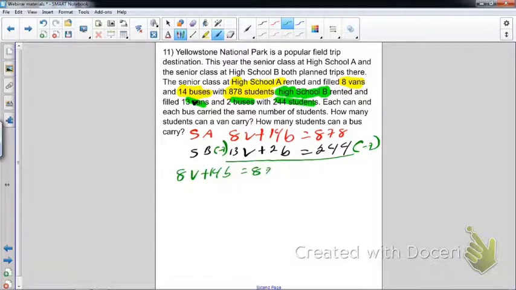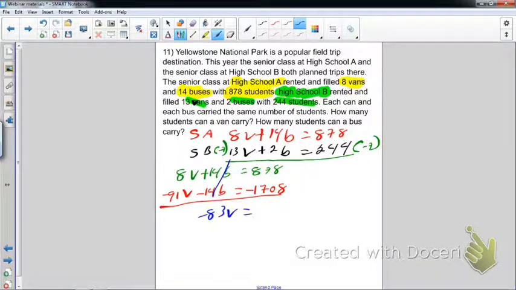And now I'm going to go ahead and multiply what I know about the second equation. Then I'm going to end up, let me change the color, with -91V minus 14B, that is equal to -1,708. And now I can get rid of one of them. I'm going to get rid of the buses. I can vertically add here, and I'm left with -83V, that is equal to -830 once I do the math here.